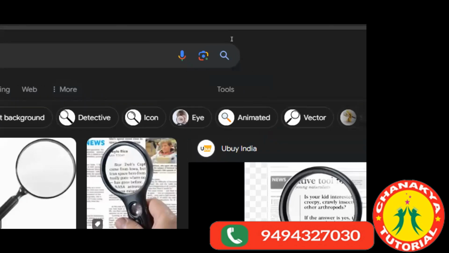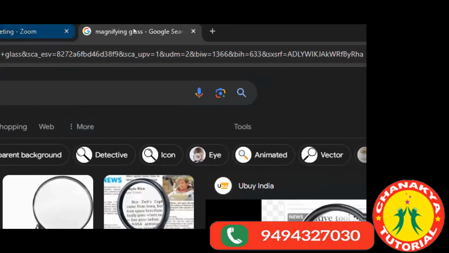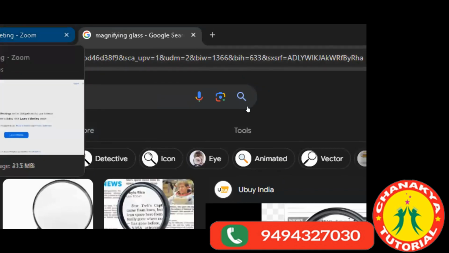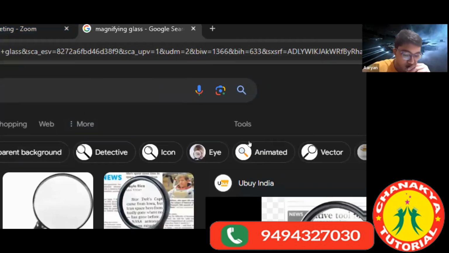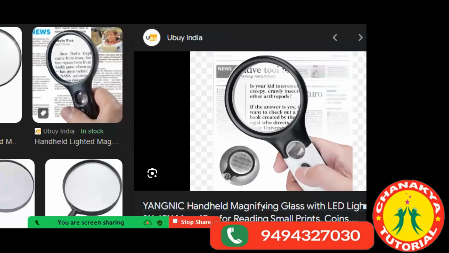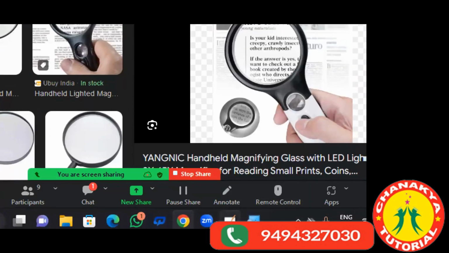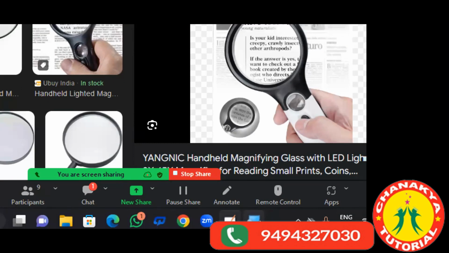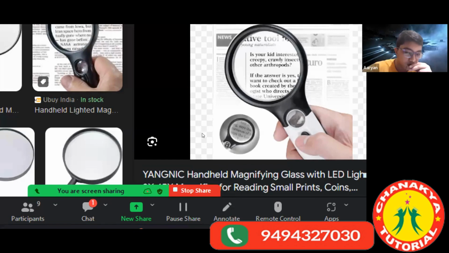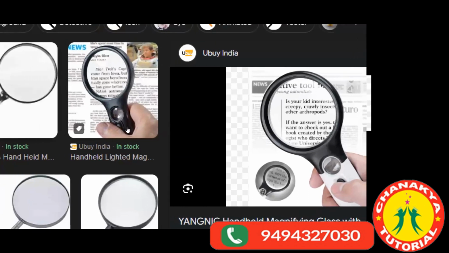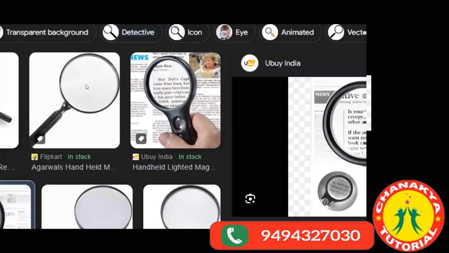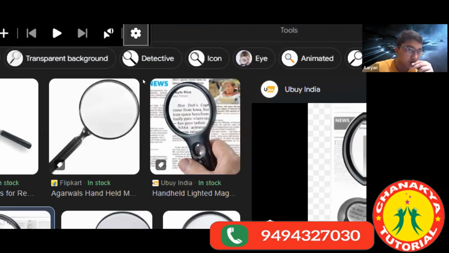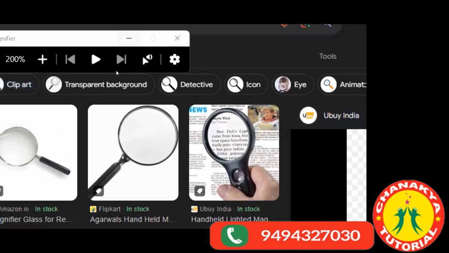Now I need to turn it off. Sir, go down. I need to go down. Yes, here. Click on that. And go up, sir. Once I click, I need to go up. Left side. Yes, this one. Okay, so I need to close the magnifier now.